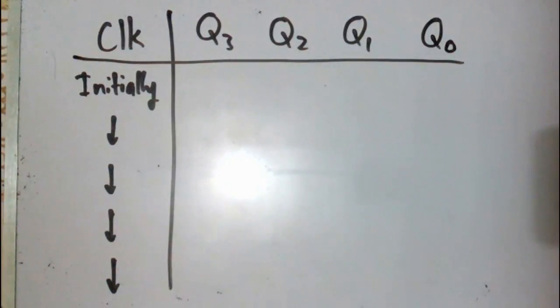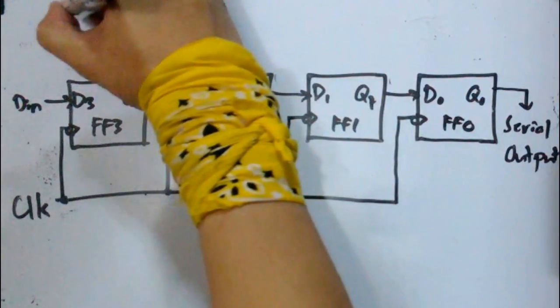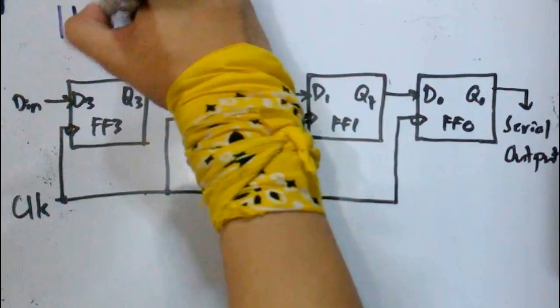The D input is where we will enter the data, which is connected to D3. Q3 is the output of flip-flop 3, which is connected to D2, and so on until it reaches Q0, which gives us the serial output. Initially, all the flip-flops are 0. Let's say that we want to input 1101 into the register.